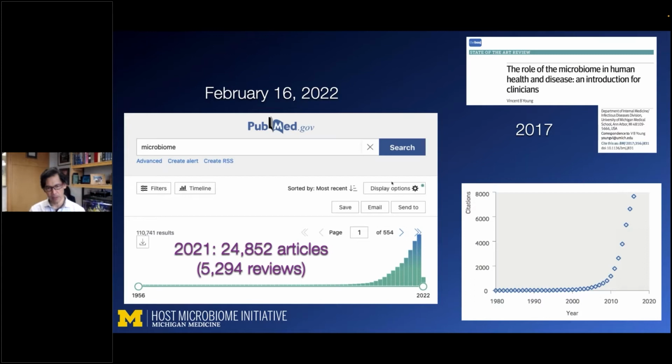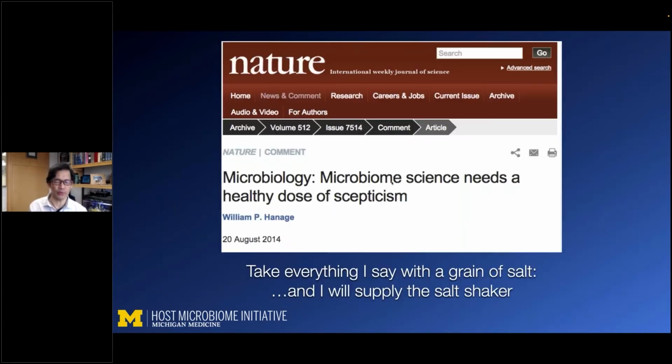At the same time, this is Bill Hanage, who those of you who have been listening to NPR over the pandemic have probably heard. He's an epidemiologist in the Harvard system who's talked a lot about COVID, but he was also quite interested in the microbiome. He published this commentary a number of years ago, saying that microbiome science needs a healthy dose of skepticism. Part of it is because there's been a little bit much that's been proposed over what it can do.